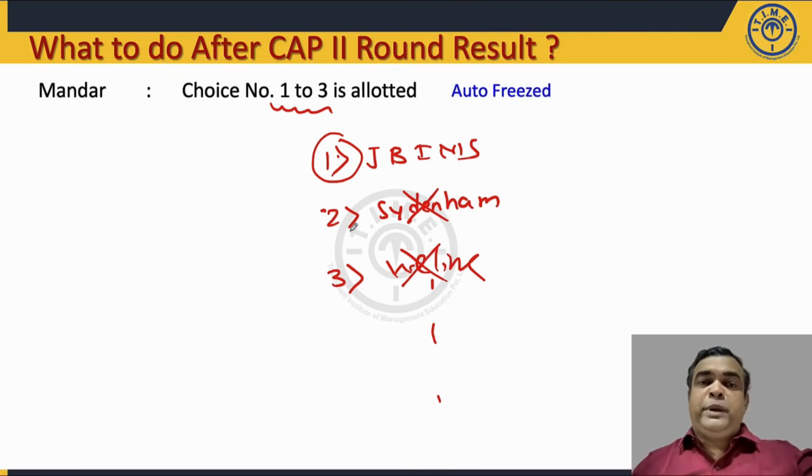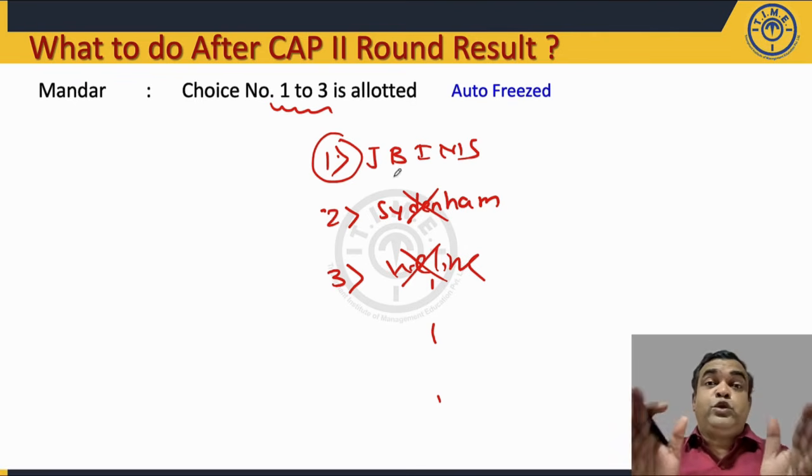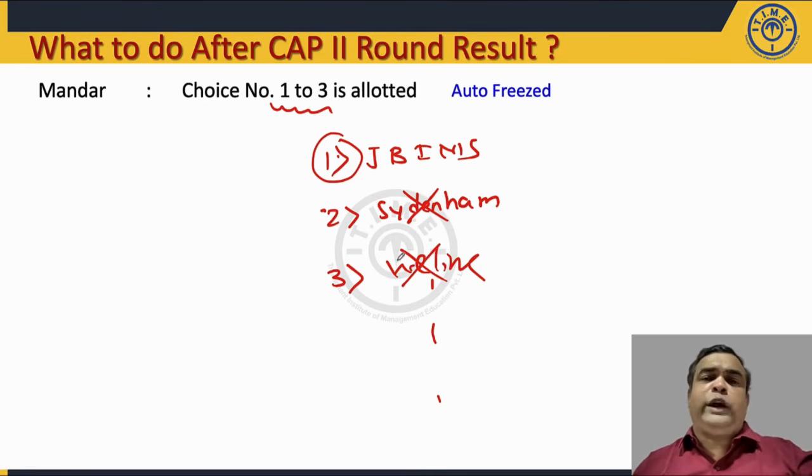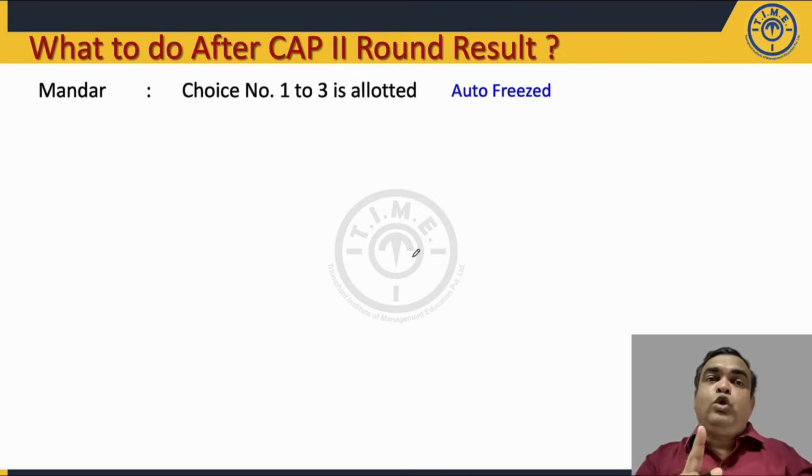So for those people, I'm giving the hint. This is how you should fill the cap round 2 form. Because your top 3 choices are compulsory, means they get auto freeze. You have to take the admission if you get in those top 3 colleges. For round 1, it was only the top 1 college, that is JBIMS.